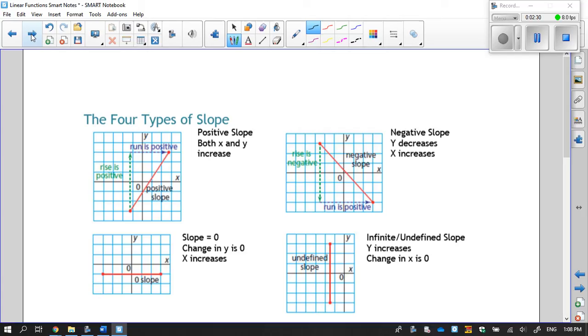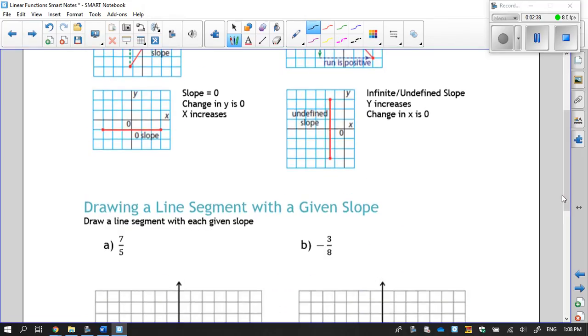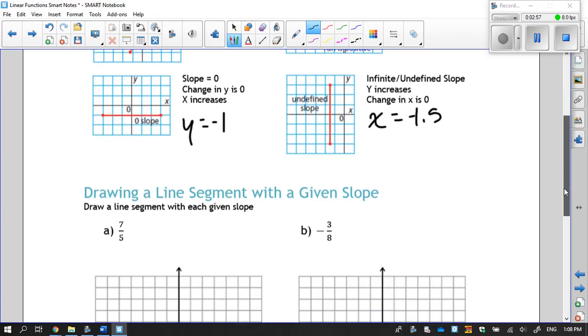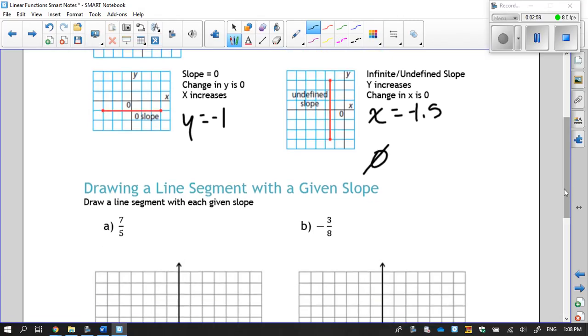We have 4 types of slope here. We have our positive slope, so we can see that it increases. We have our negative slope. We have when our slope is 0, so it's when it's a y constant. And then if our undefined slope is here, that means it's our x constant. So this would be x is equal to -1.5. This would be y is equal to -1. So there's no change, but it's constant. This one creates undefined slope. This one creates slope is equal to 0.